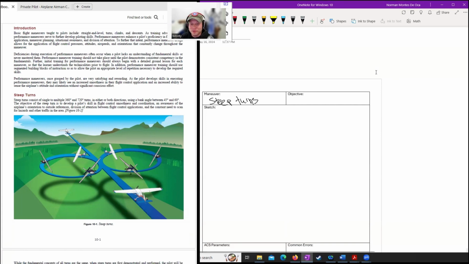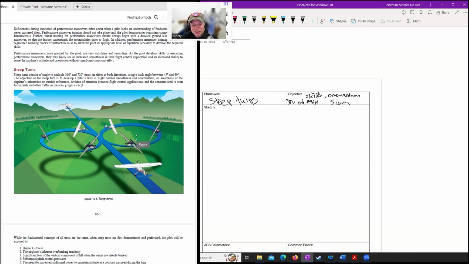I know it's silly, but actually coming back over here, the objective, we're going to jot down, develop skills. Not going to have enough room in here because this is difficult to write on. Skills in flight control smoothness and coordination, awareness of orientation with my atrocious handwriting. Outside references, division of attention between flight control applications and constant need to scan for hazards and other traffic. So scanning, we'll just add scanning. And you can actually write all of this out here. This is just tough to write because this thing isn't super helpful. Whatever. Next, I'll draw a sketch of the maneuver.